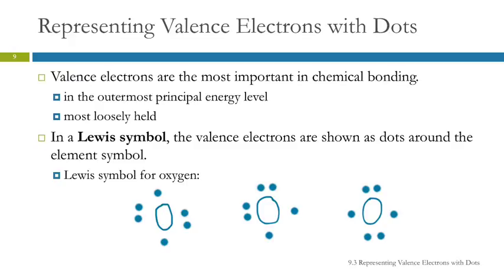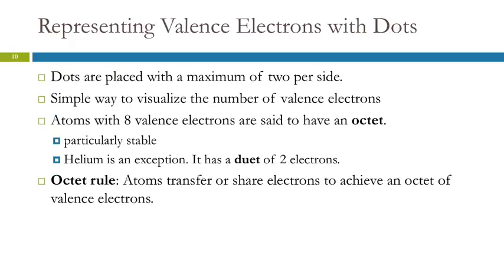Any questions? Element symbol, dots around, the number of dots is the number of valence electrons. So we place these with a maximum of 2 per side, and this is just a simple way to visualize the valence electrons. So if we have 2 on each of the 4 sides, we have 8 electrons, right? 8 valence electrons is called an octet. Just like when 8 people sing together, it's an octet of people.